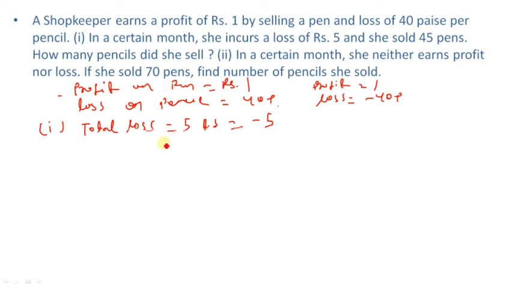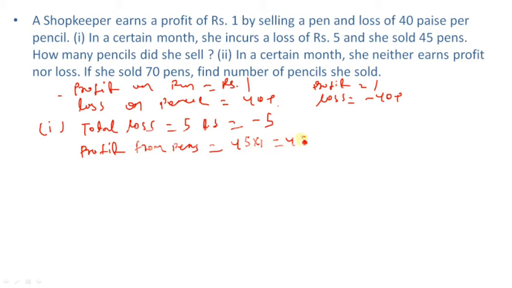Number of pens, she sold 45 pens. So number of pens is 45. So profit from pens. What will be the profit from pens only? Now 45 pens means 45 into 1, which will be equal to 45 rupees.